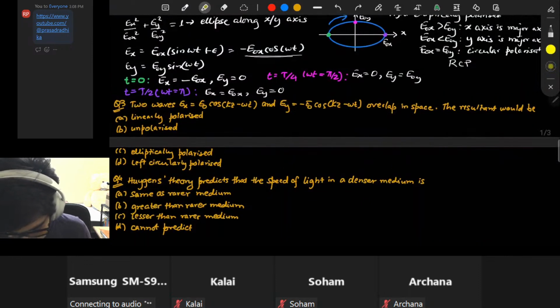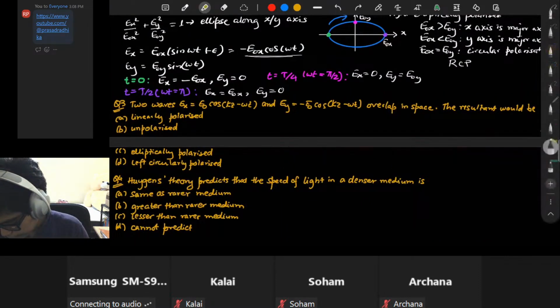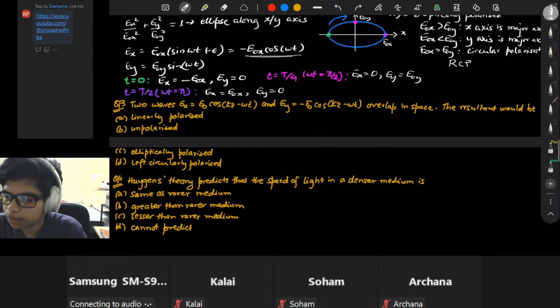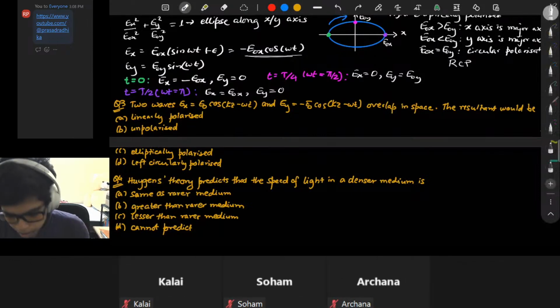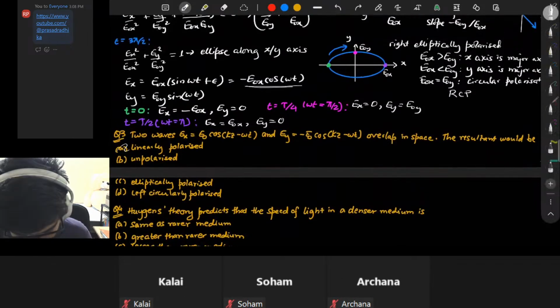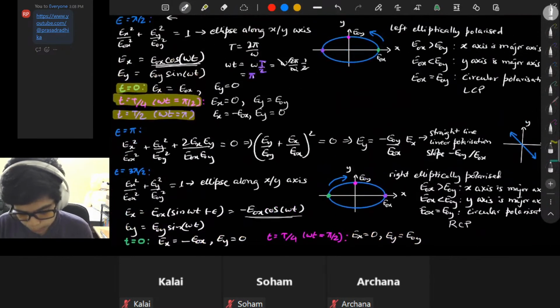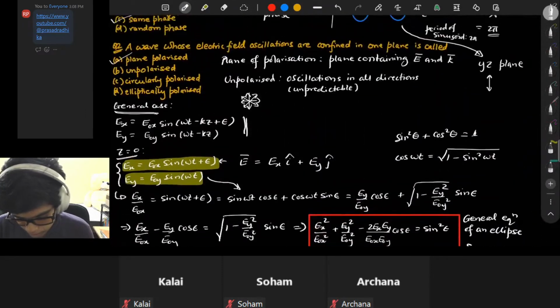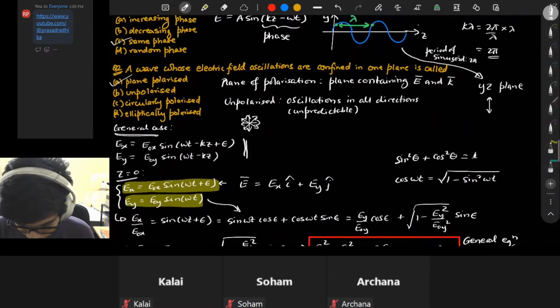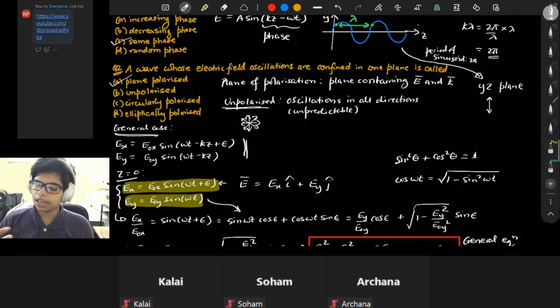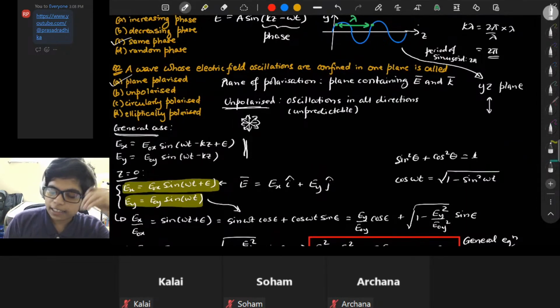Okay, so the correct answer is, let me stop the board. The correct answer is option A, linearly polarized. So someone has selected unpolarized. Let me repeat what unpolarized light is to make it clear. Unpolarized light means that the oscillations of the electric field are in all possible directions and it is completely random.